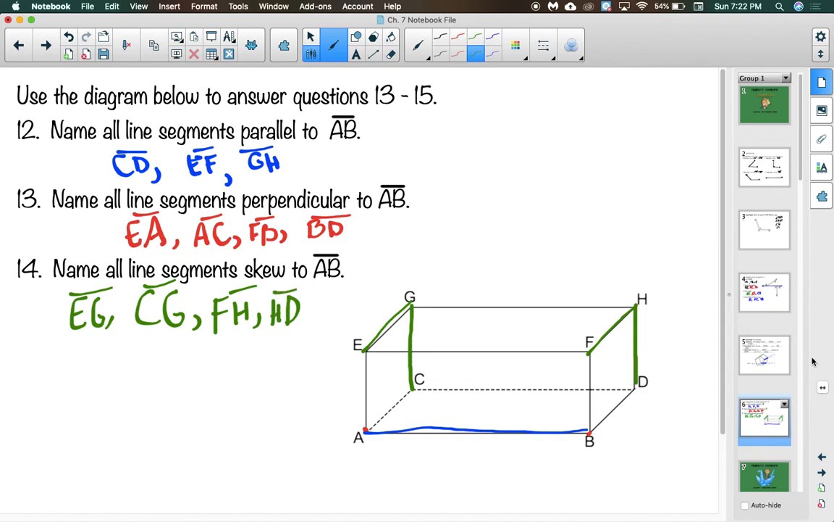All right, so definitely review some of these notes. I know that parallel and perpendicular are probably reviewed, but skew is new. So play around with skew, make sure you understand it, and ask any questions in class.